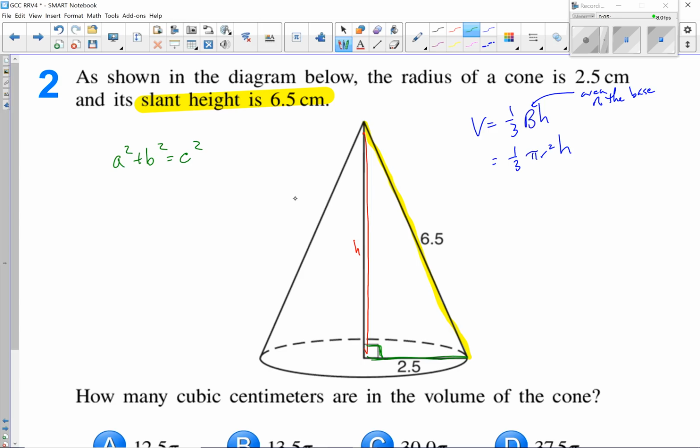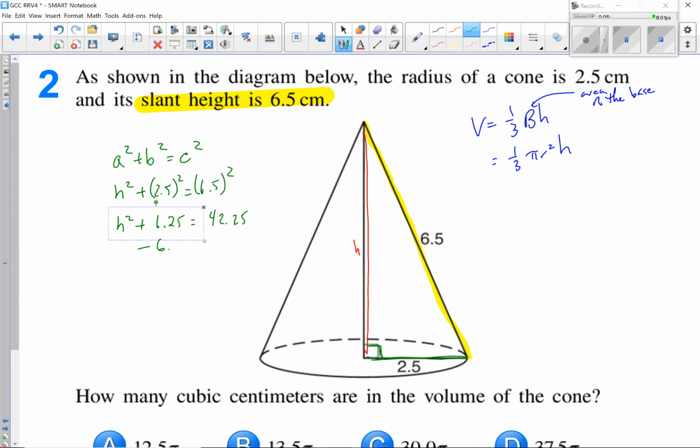Again, a and b are interchangeable. That's just the legs of my triangle. So in this case, I'm going to call it h squared plus b squared, which is 2.5, and the hypotenuse, which is 6.5 squared. So when I calculate that, we're going to have h squared plus 2.5 squared, which is 6.25, equal to 6.5 squared, which is 42.25.